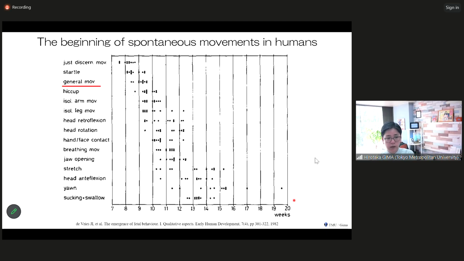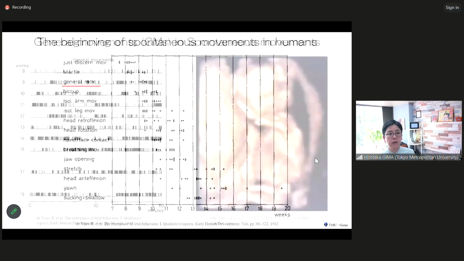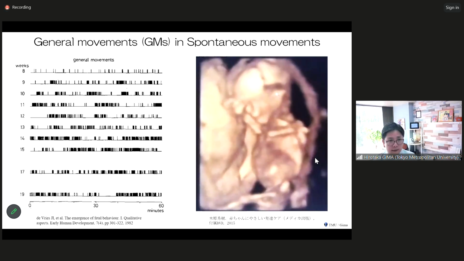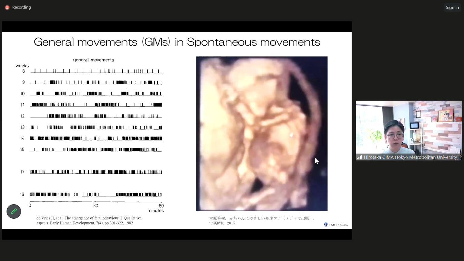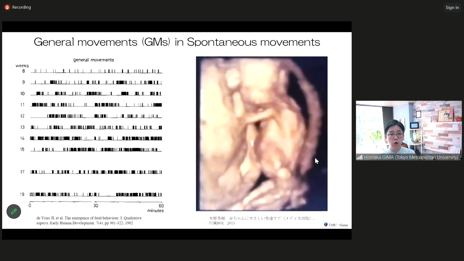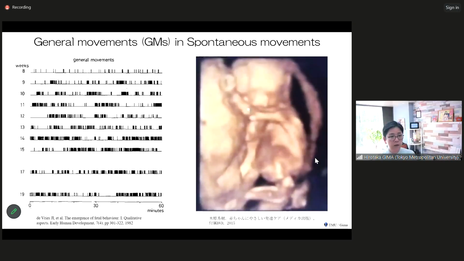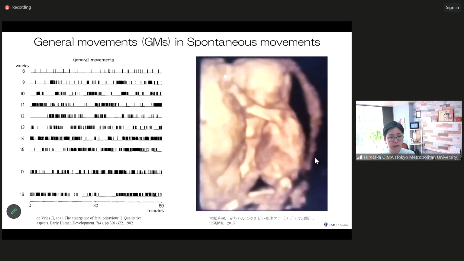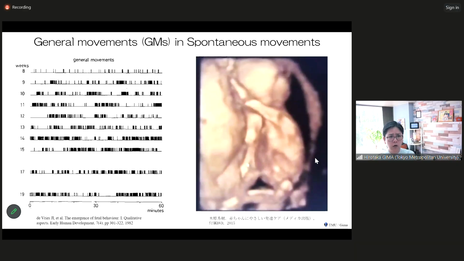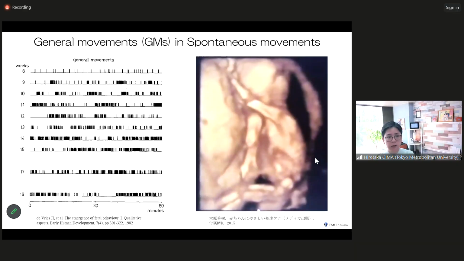One of the most interesting spontaneous movements is general movements, also known as GMs. And GMs are the most frequent and most complex pattern of whole body movements in spontaneous movements. GMs occur in the fetuses at 8 to 10 weeks of gestational age and continue to be present until 5 months of life.